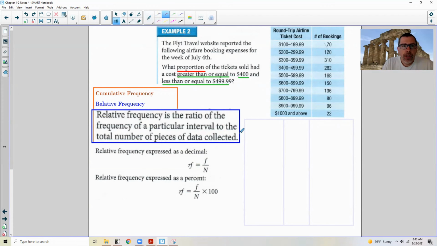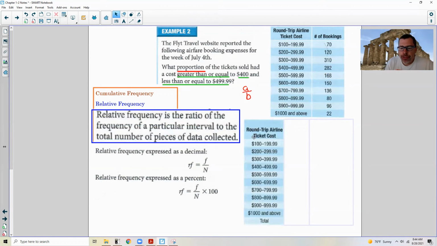All right. So I brought the definition in for relative frequency. That's the definition for this problem. A relative frequency is the ratio. A ratio is a comparison of two things, A divided by B, of the frequency of a particular interval to the total number of pieces of data collected. So each of these numbers here would be our numerator, A. This is an A, and this is an A, and this is an A. And B would be the sum of all of these. So the first thing we're going to do to answer this question is tally up totals.